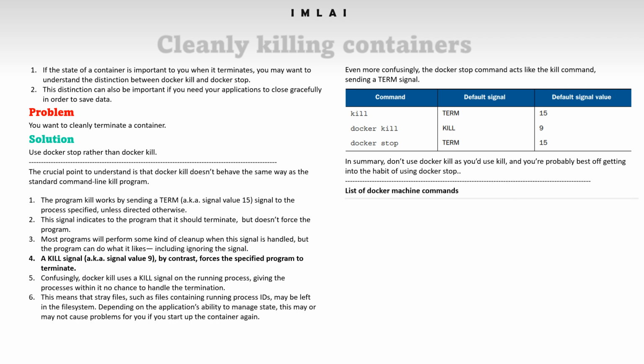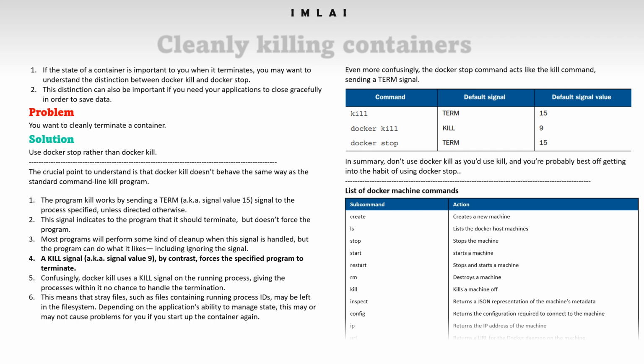The list of docker machine commands we know: create, ls, stop, start, restart, rm, kill, inspect, config, ip, url, upgrade. Inspect we have used. Kill we haven't used, it kills a machine off. rm we have used, it destroys a machine. Restart stops and starts a machine. Stop just stops the machine. We have used docker stop, docker start, docker restart, docker rm, and inspect. Docker kill not used. Config, ip, url, upgrade we're going to use. And create.